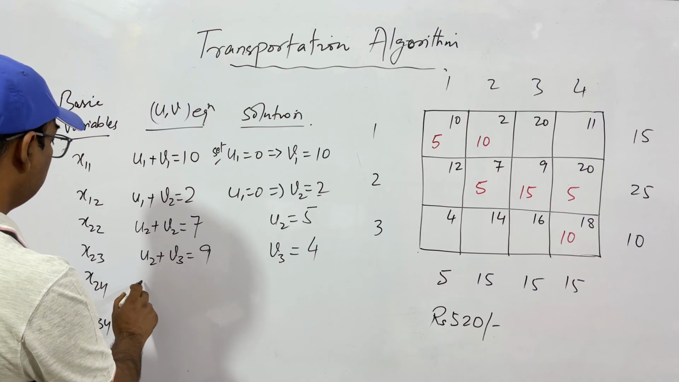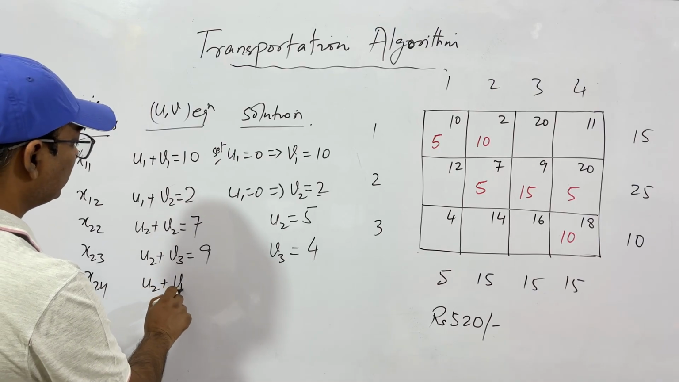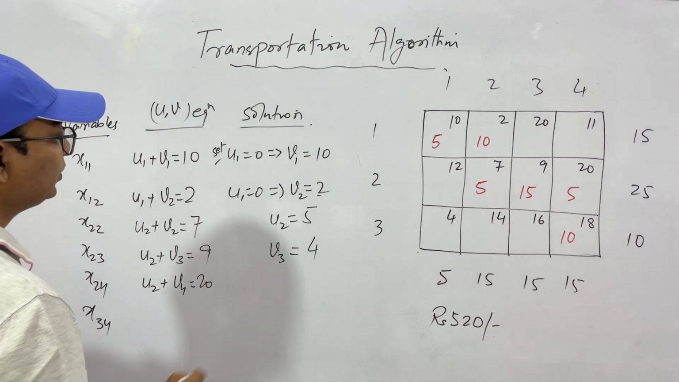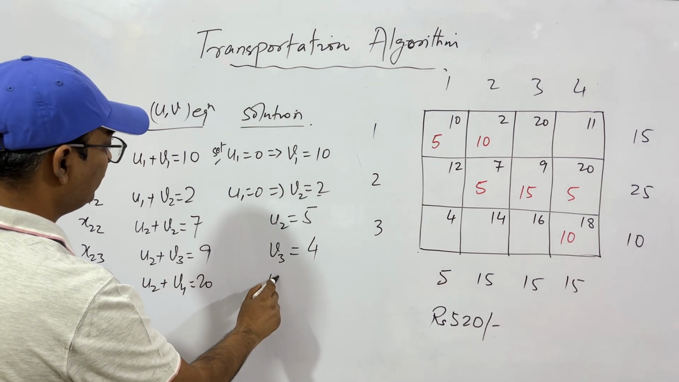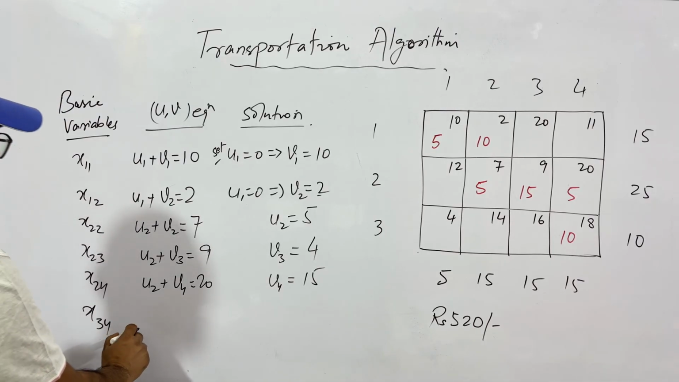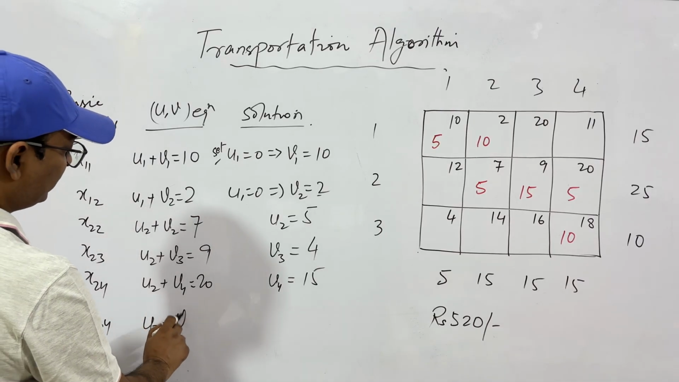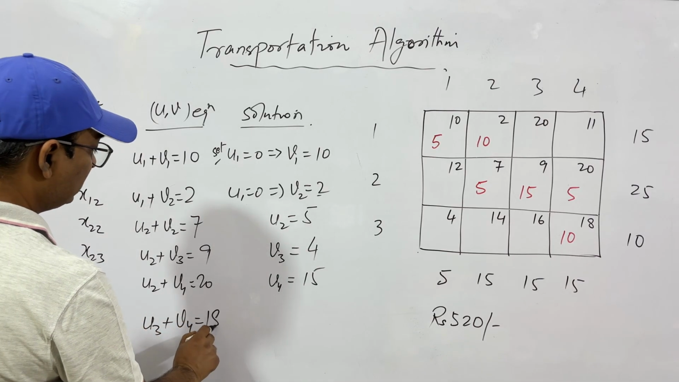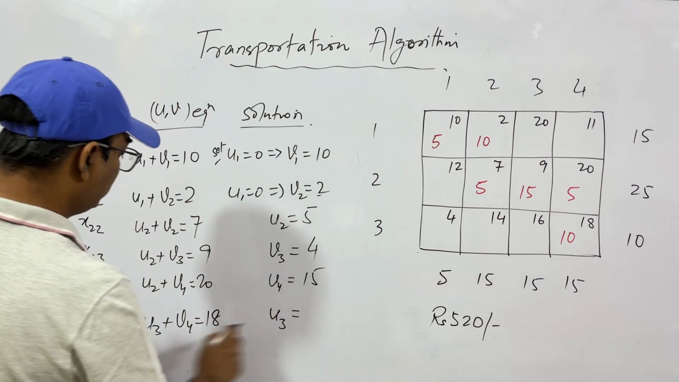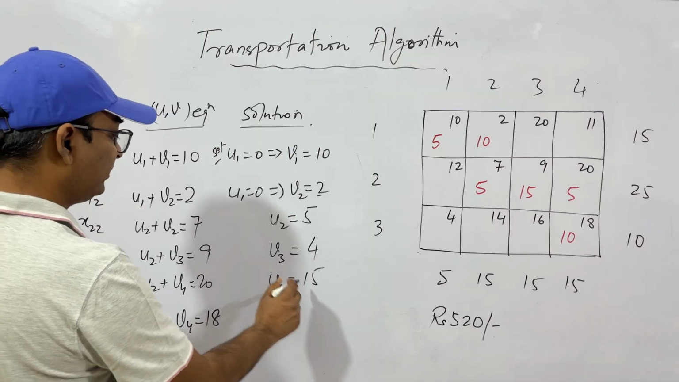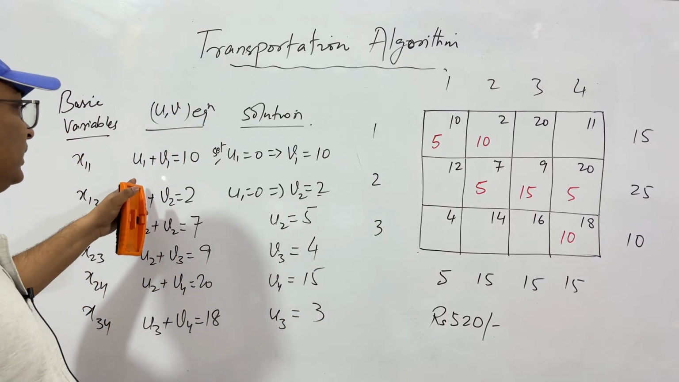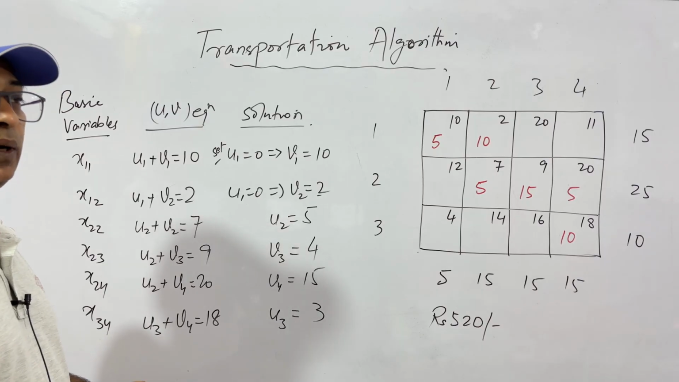Then this is u2 plus v4 equal to 20. u2 we know is 5, so v4 will be 20 minus 5, that is 15. Then x34. So it is u3 plus v4 equal to 18. Now we know v4 is 15, so from here we get the value u3 equal to 18 minus 15, that is 3. So from the basic variables we have found the values of ui and vj.